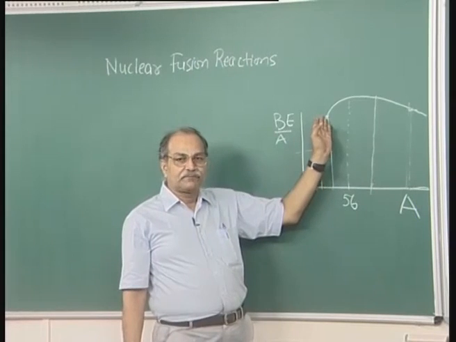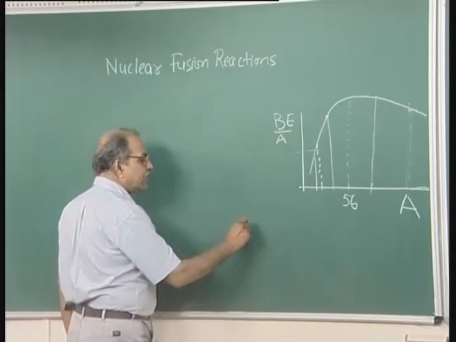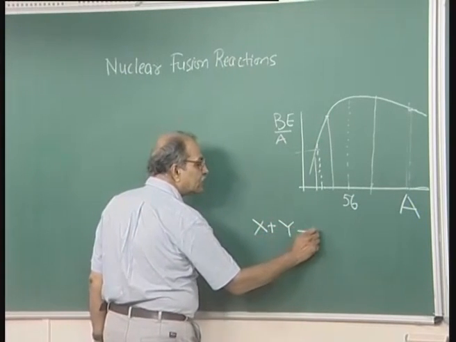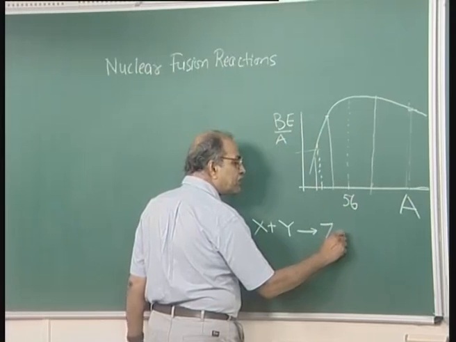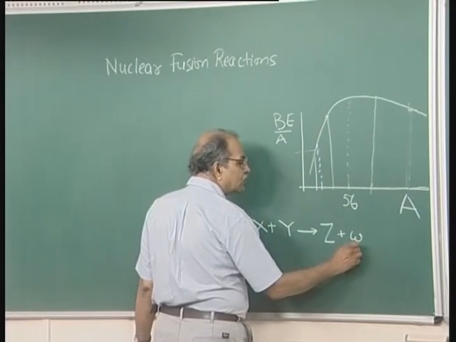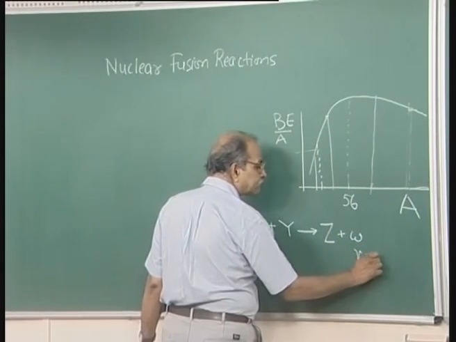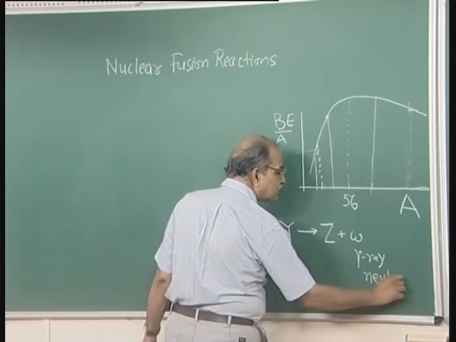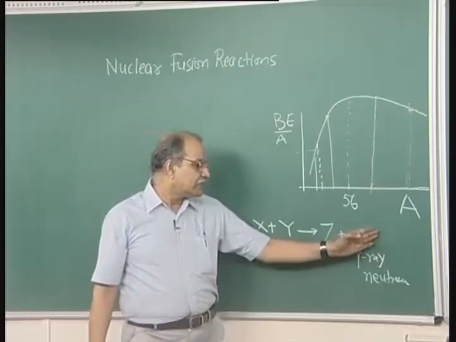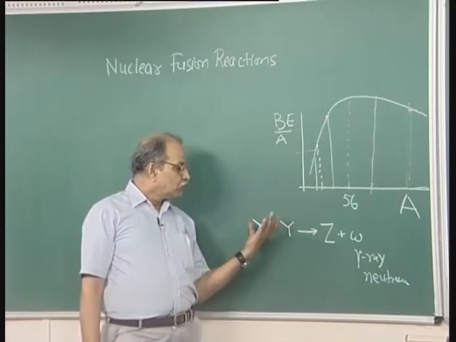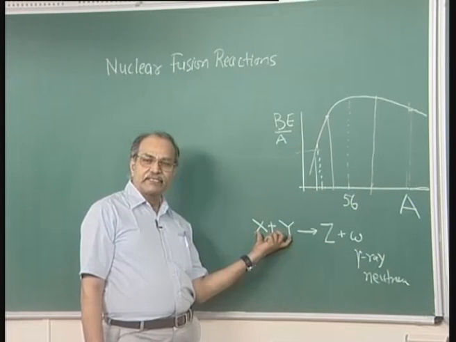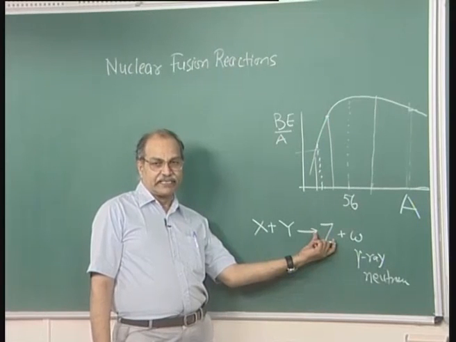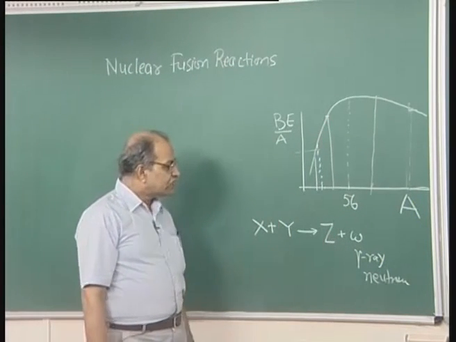So, the reaction would look like some X and some Y, some light nuclei going to a heavier Z, and probably some small particle like a neutron or gamma ray, gamma photon, or some such light particle may also be there, or maybe two particles, but most of the nucleons which are in X and Y, most of them are in this bigger nucleus Z. We can take some example.